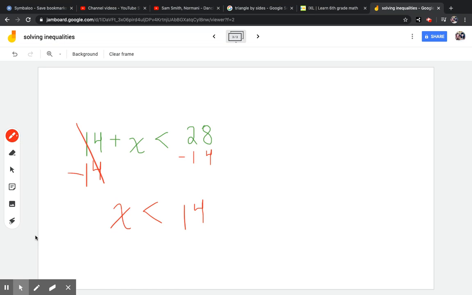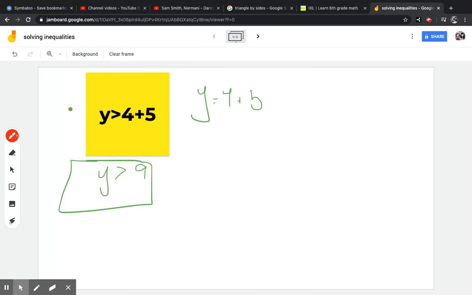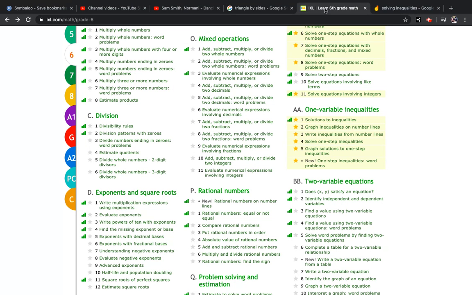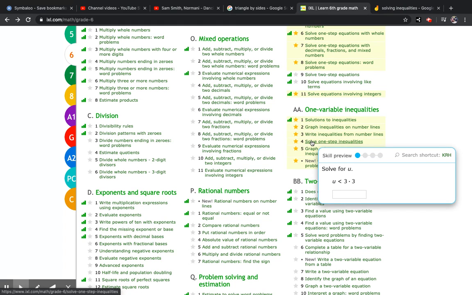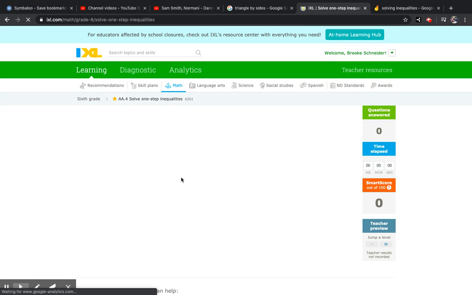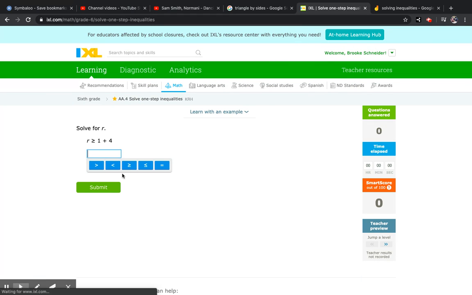So yeah, you can do inequalities just like an equation, and eventually you will be doing harder equations like that. But for now, they're going to be nice and basic like this. So when you go on to IXL, you're going to go on to AA4 for today, and you're going to just basically solve one-step inequalities, just like what we just practiced.